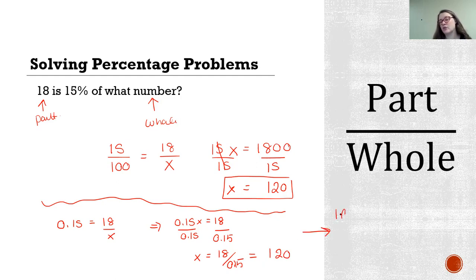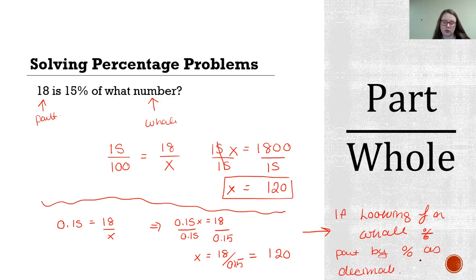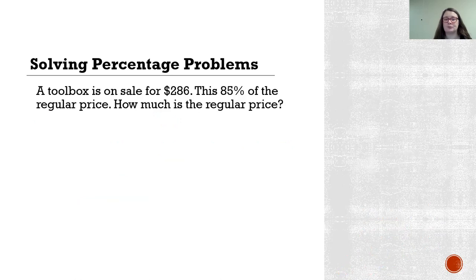So if you're looking for the whole, you're going to divide the part by percent as a decimal. Okay, so that kind of gives you a little shortcut method. Hopefully that works for you to help you identify those ones. So that's the other kind of question.